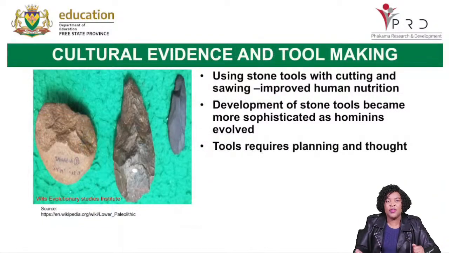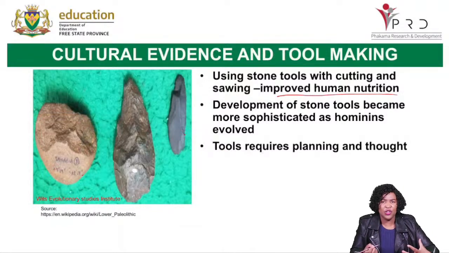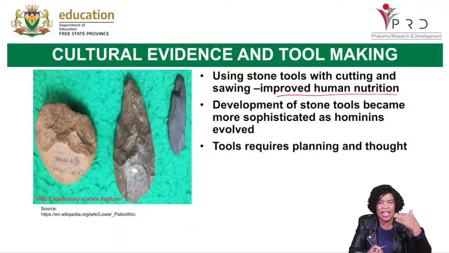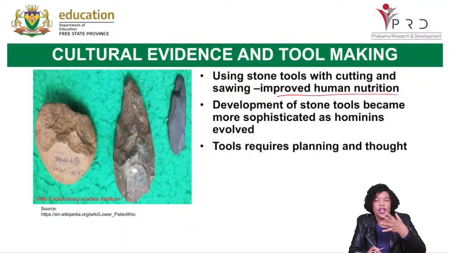And then cultural evidence. When you go to Maropeng, you will also see there are stones, there are tools that we are told were used by primates that lived before us. So you can see that there are stone tools that can be found. Now, using stones for cutting and chopping improved human nutrition. Some of these organisms started using tools to chop and cut their food instead of their teeth, and that evolved to improve human nutrition, as to the type of food that we eat today and how our teeth are.